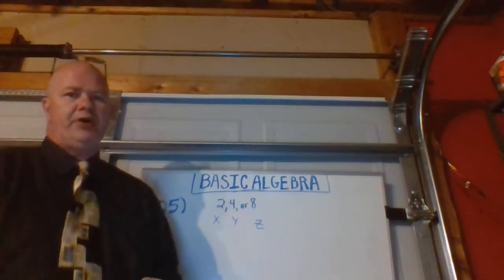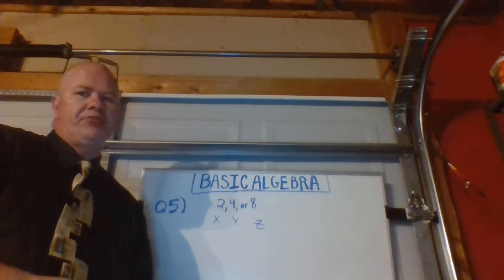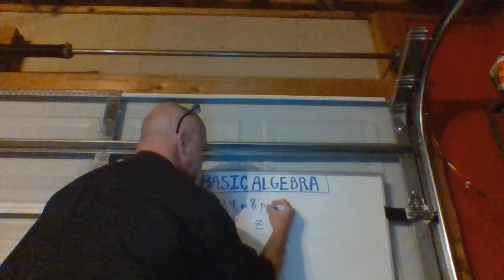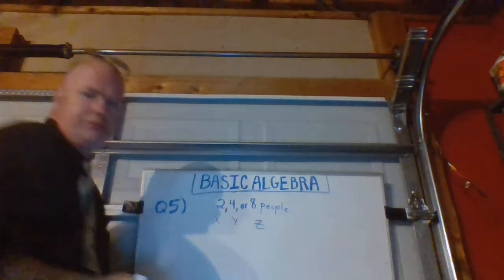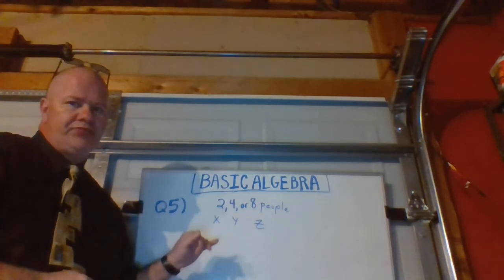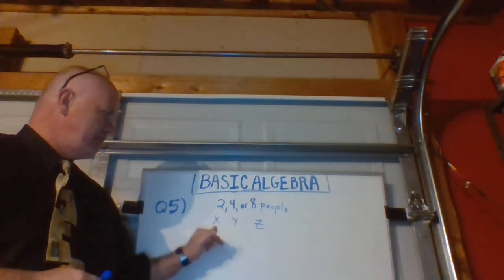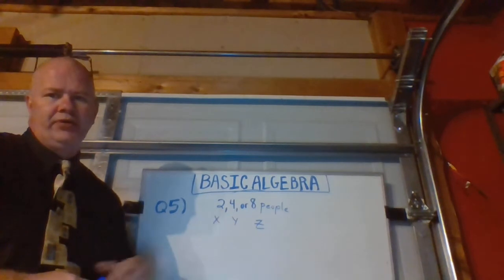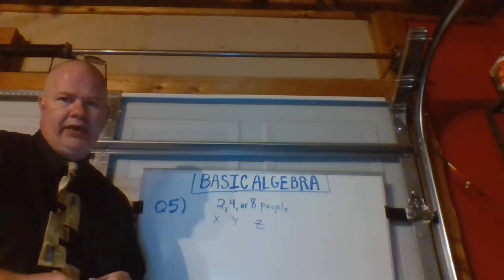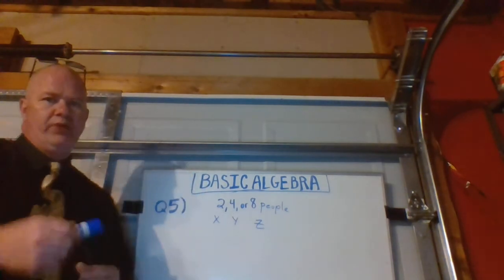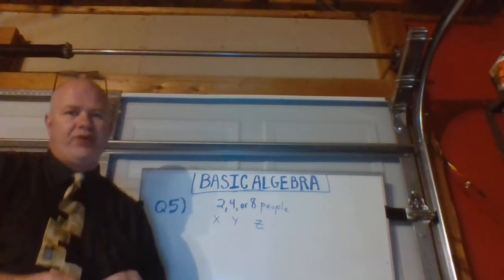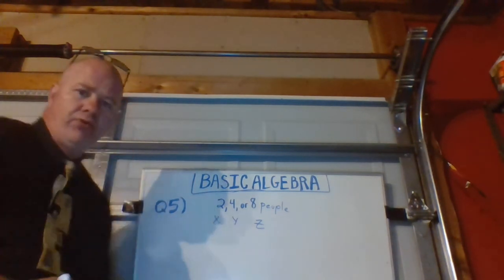Okay, the actual question says, a rental company carries tables that seat 2, 4, or 8 people. For a wedding, a customer orders X tables that seat 2 people, so X amount of these, and Y tables that seat 4 people, and Z tables that seat 8 people. Which expression represents the number of people who could be seated at the tables that the customer orders?